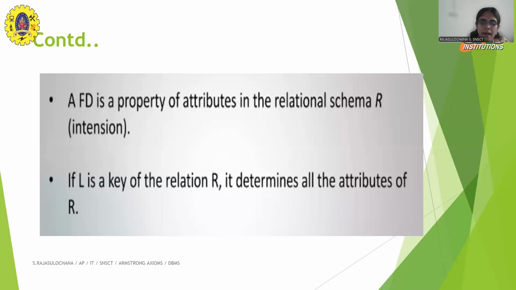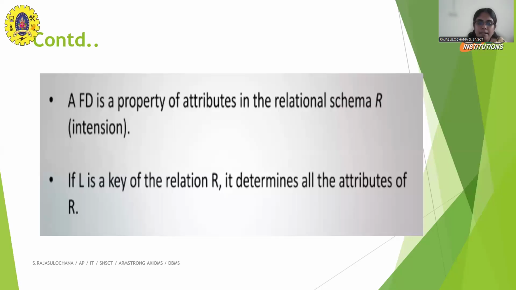And the last one is the transitive dependency. In transitive dependency, the dependent variable is indirectly dependent on the determinant. For example, consider two functional dependencies, A determines B and B determines C. Then according to transitive functional dependency, we can say A determines C. So here C is a dependent attribute which is indirectly dependent on the determinant attribute A.